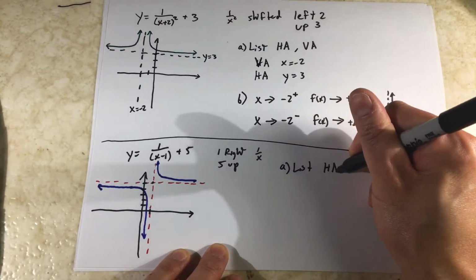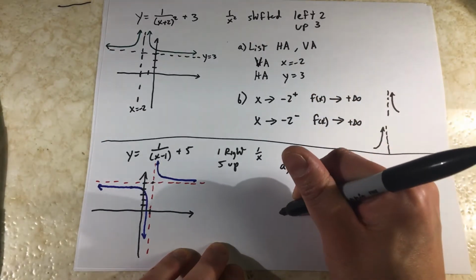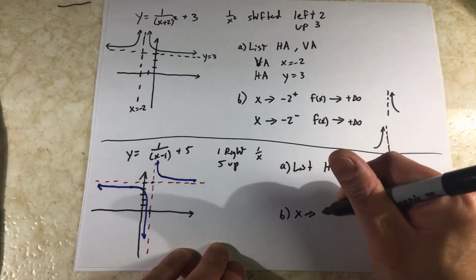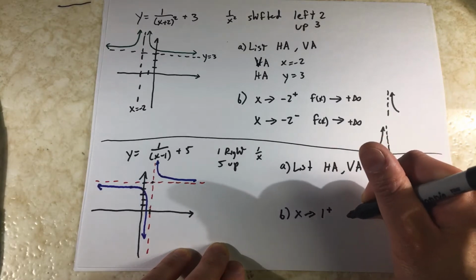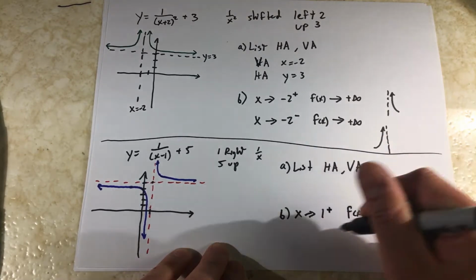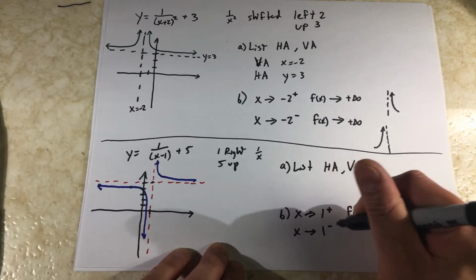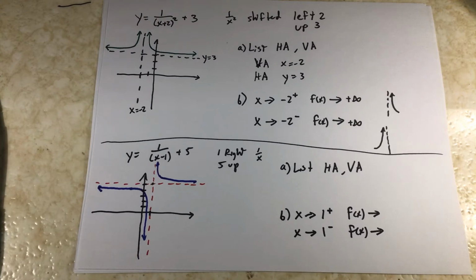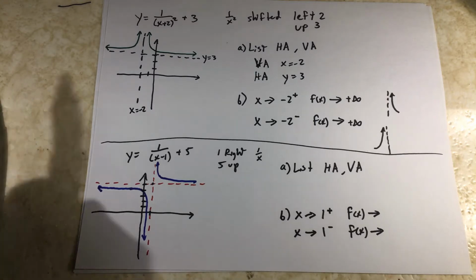And again, what we want: list the horizontal asymptotes and the vertical asymptotes. And then B, to complete this, as x approaches 1 from the right, f of x approaches what? As x approaches 1 from the left, f of x approaches what? All right, so why don't you try that? I'll give you a 3 count, and then I'll go through it myself. Probably be a good idea for you to pause this and try it on your own. Okay, so let's try it.